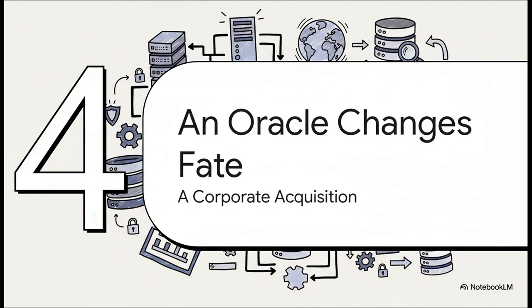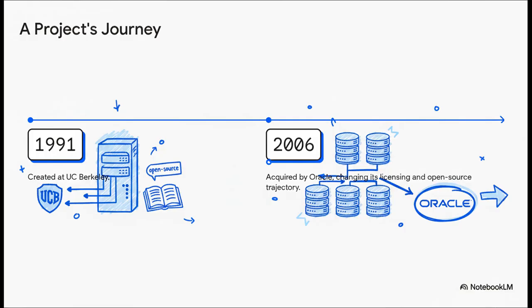But as we all know, the tech world never, ever stands still. A corporate giant saw just how valuable this quiet little workhorse was, and their next move would completely change the project's path forever. So look at this timeline. This right here is the critical moment. For 15 years, Berkeley DB grows up in the open source world. And then 2006 happens. Oracle, the absolute titan of corporate databases, buys the company behind it.